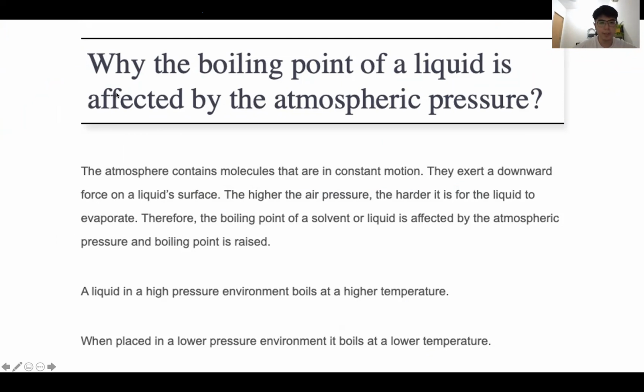Why the boiling point of a liquid is affected by the atmospheric pressure. The atmosphere contains molecules that are in constant motion, and they exert a downward force on the surface. The higher the air pressure, the harder it is for the liquid to evaporate. Therefore, the boiling point of a solvent or liquid is affected by the pressure, and the boiling point is raised. A liquid in a high pressure environment boils at a higher temperature. When placed in a lower pressure environment, it boils at a lower temperature. Okay, next one.